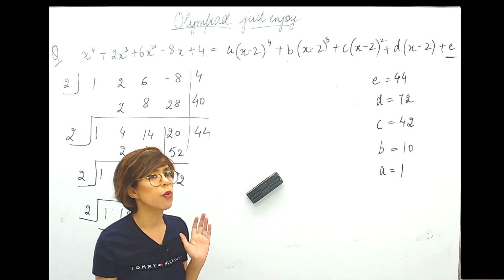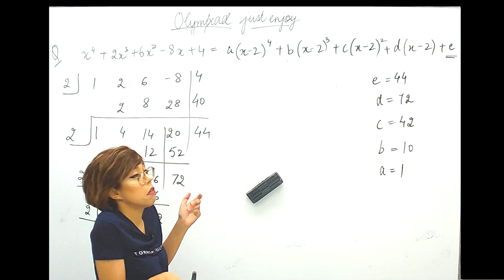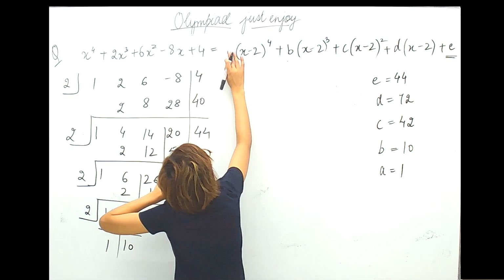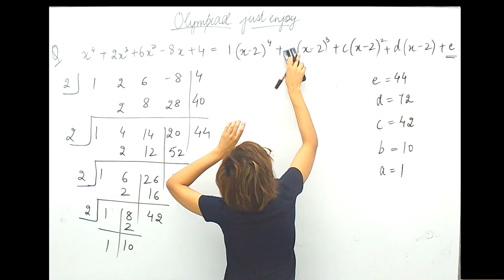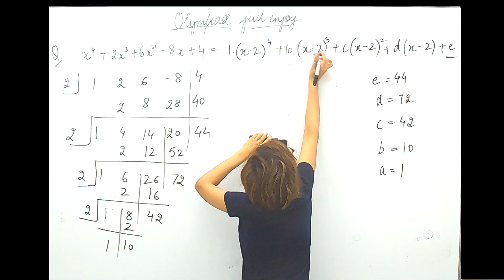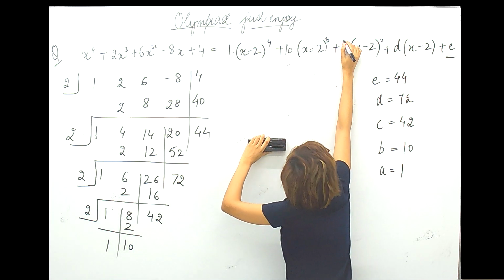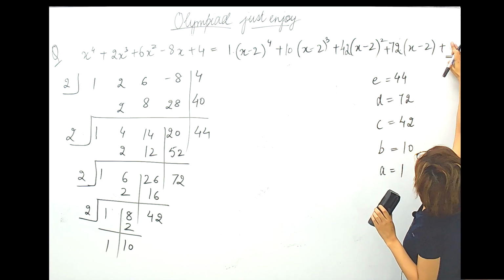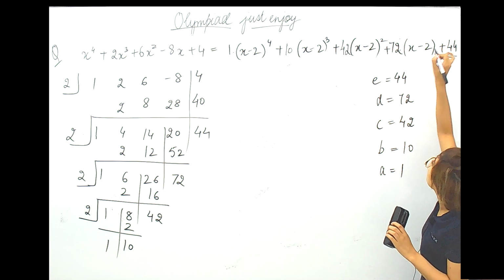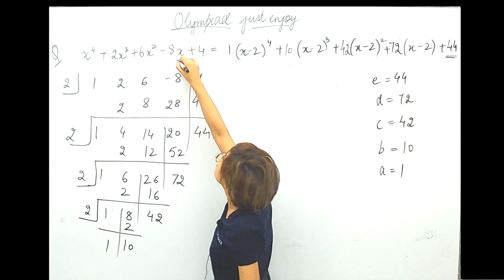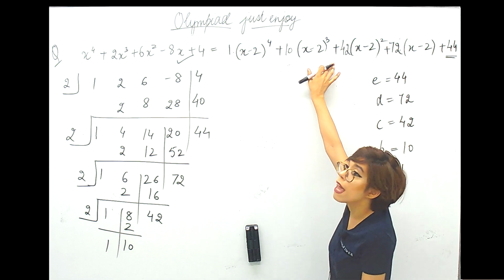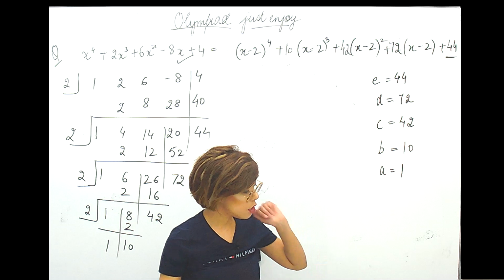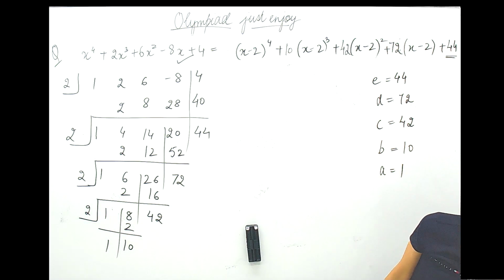I think this method is quite fast. Seems like it. So obviously I'll replace A by 1 and B by 10 and C by what, 42 and D by 72 and E by 44. That is how you express this polynomial in the powers of x minus 2. That is correctly done. Answer check karo. Check your answer.